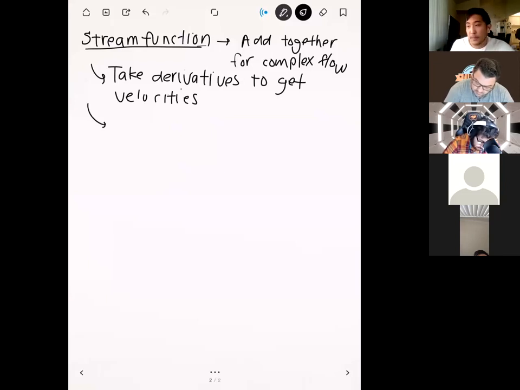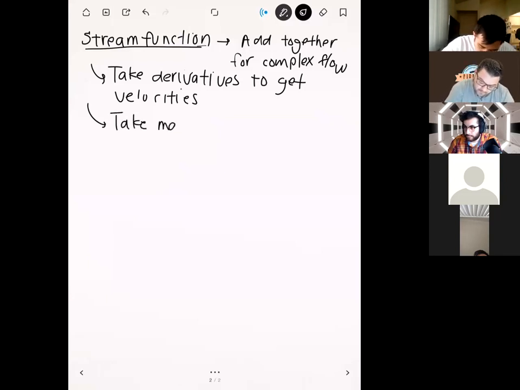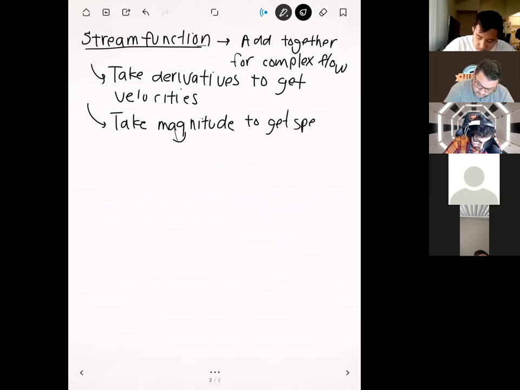A lot of times you can either do this in Cartesian coordinates or you can do it in polar coordinates, and we have both of those. Once you get the velocity components, you can take the magnitude of that to get speed. Speed is nothing more than the magnitude of the velocities. And then finally, once you have the speed, one other thing you can do is apply Bernoulli and solve for the pressures.